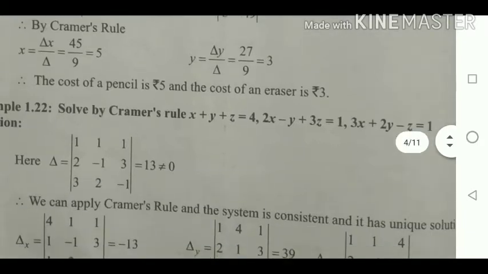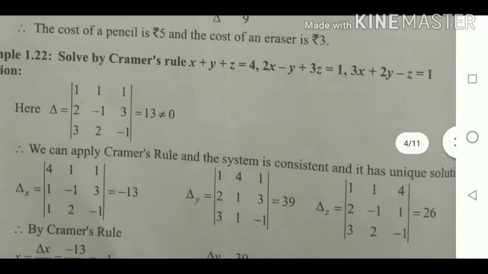Now we are going to see 3 by 3 matrices using Cramer's rule. Here the same rule is applied. In order to find delta x, we are changing the first column. The constants, 4, 11, are put in the first column. If you want to find delta y, change the second column as 4, 11. In order to find delta z, the third column is changed as 4, 11, minus 1.